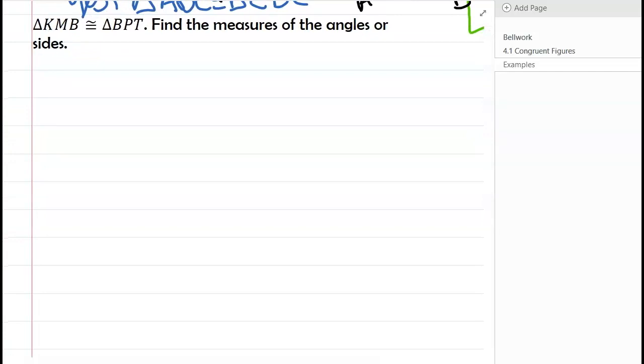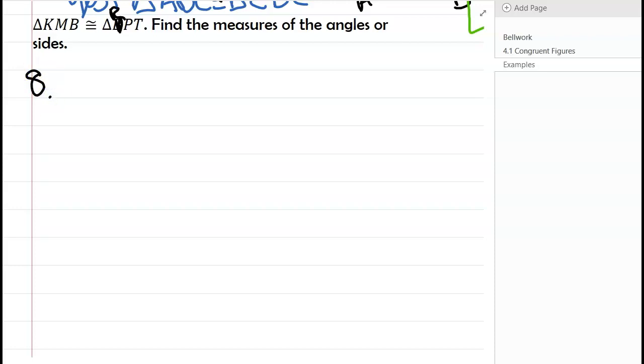Okay, what I need you guys to copy down for this one, you are just going to need triangle KMB. Triangle KMB is congruent to triangle RMB. We're on number 8.